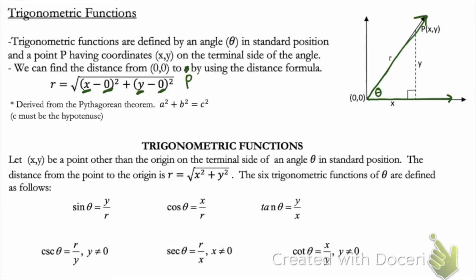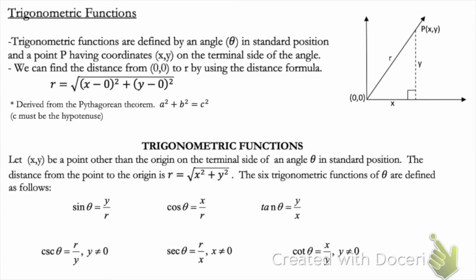Just to note, this is actually derived from the Pythagorean theorem, so it might kind of look familiar. And eventually, we're going to rewrite this distance formula for r a little bit more simply. We're just going to take those zeros out because x minus 0 is just x anyways. Okay, now to define our trig functions. Let x, y be a point other than the origin on the terminal side of an angle theta, just like we've drawn above. The distance is, again, r equals this equation. We've taken the zeros out because they're not necessary.